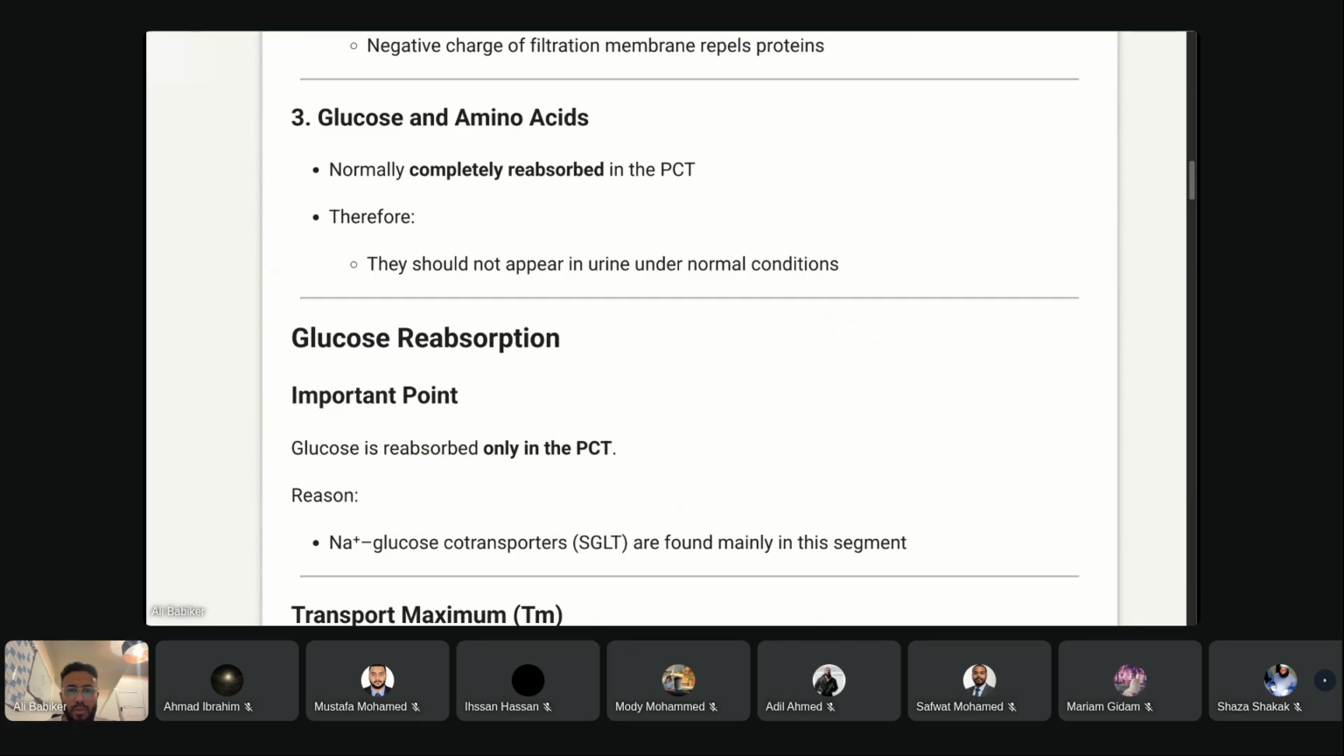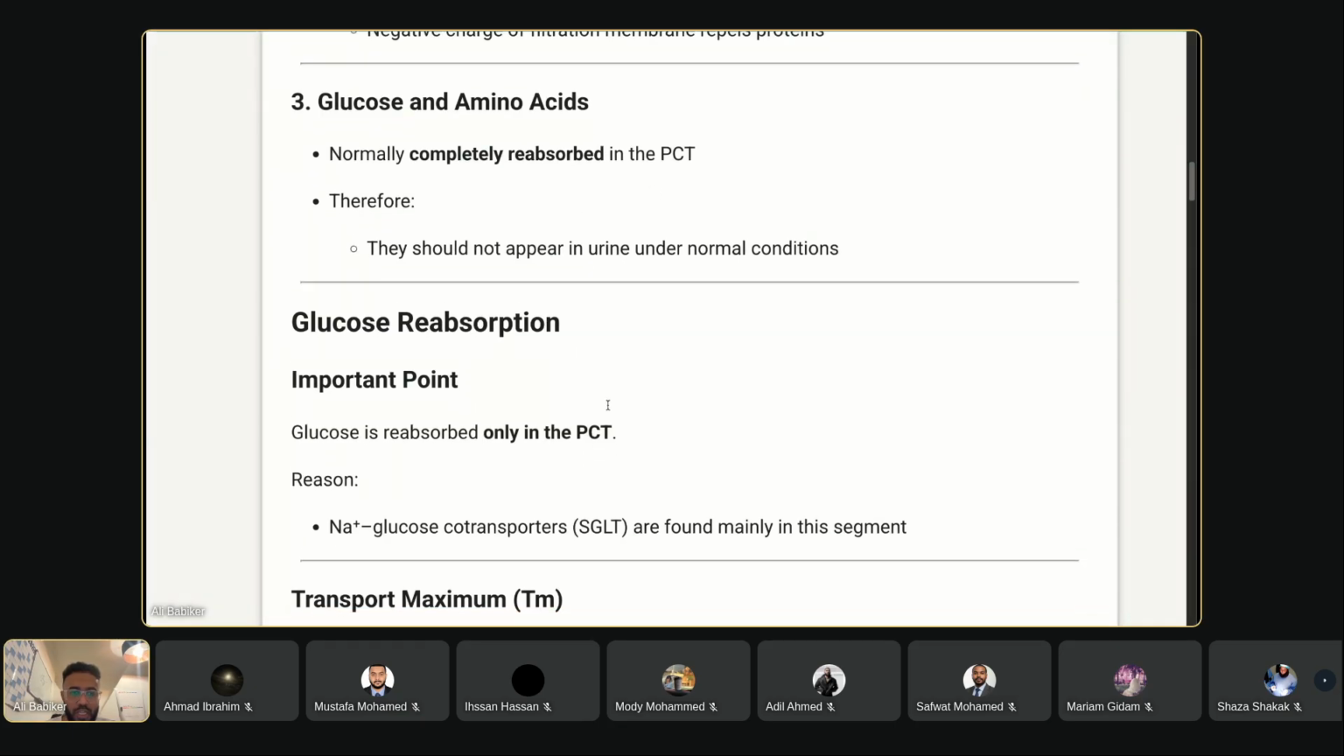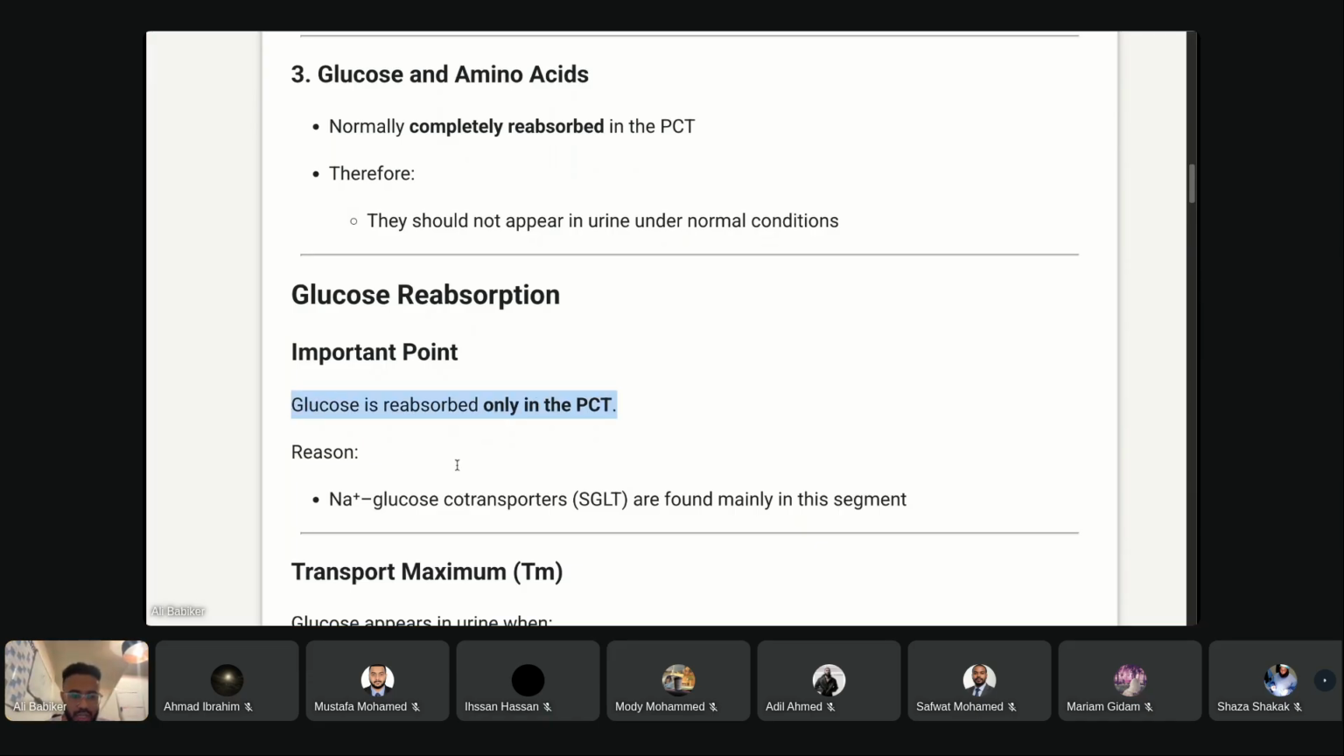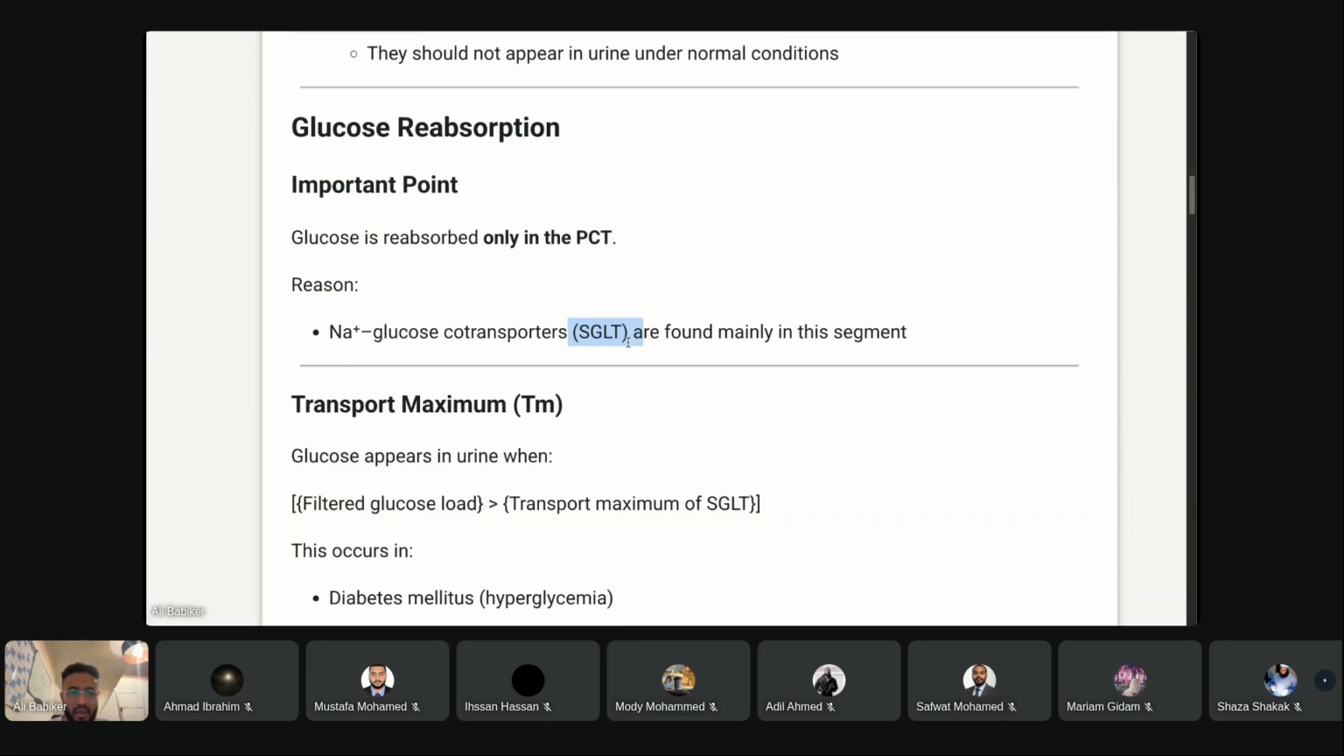Glucose reabsorption, important point: glucose is reabsorbed only in the proximal convoluted tubule. Reason: the sodium glucose co-transporters SGLT, and you know we have 1, 2, 3, 4, and 5. 1, 2, 3, 4 are found mainly in this segment. So SGLT is mainly found in the proximal convoluted tubule. That's why the glucose is absorbed around that area.